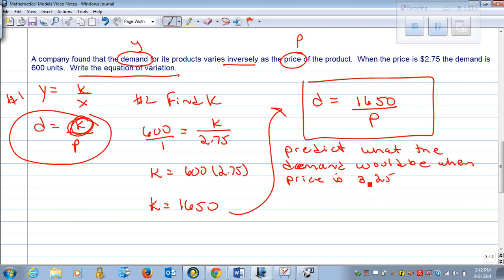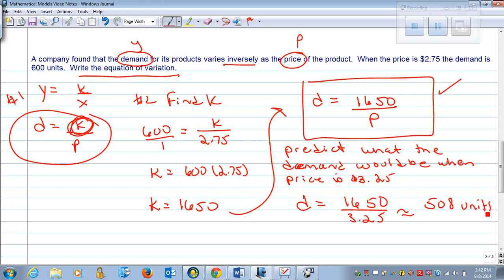$3.25. Okay. If you think about it, you would think that if the price goes up, the demand would go down a little bit because it would be more expensive. But let's see what happens. So we're going to use this formula and plug in our price of $3.25 and figure out our demand. So our demand is going to be equal to 1650 divided by 3.25, which is approximately 508 units, just as we expected, a little less than when it was only $2.75.